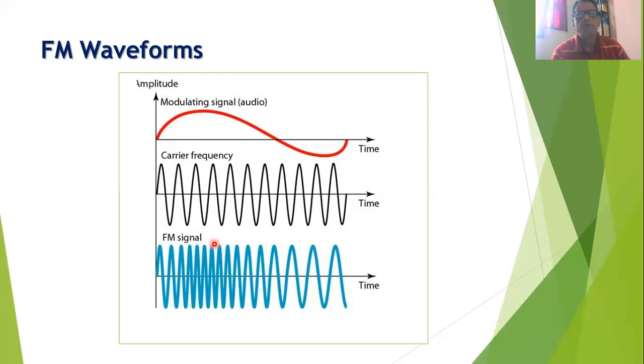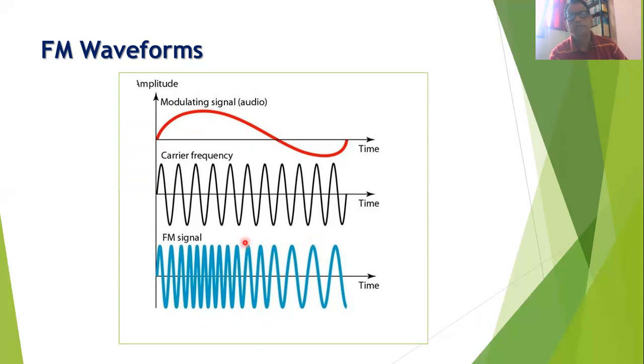And as the amplitude of the modulating signal goes on decreasing, the frequency of the FM signal also goes on decreasing. And therefore you will find that there is a kind of separation between the cycles of the FM signal. That is, here it is a compression, while here it is a separation. That is, there is a wider gap between the two cycles of the FM signal.